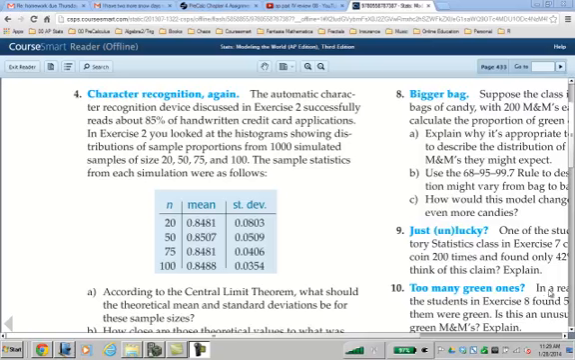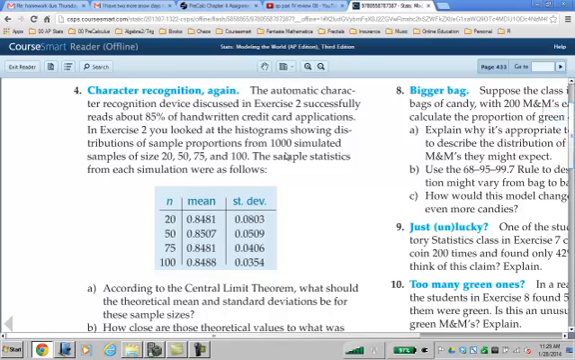Chapter 18, number 4. This question refers back to problem 2, talking about character recognition, and successfully reads about 85% of handwritten credit card applications. So the population parameter for success is P equals 0.85. And in exercise 2, there were histograms showing simulations from sample sizes of 20, 50, 75, and 100. And then here are the statistics.